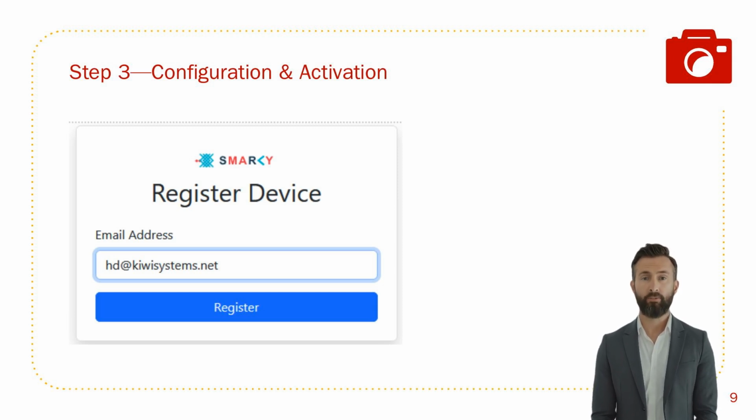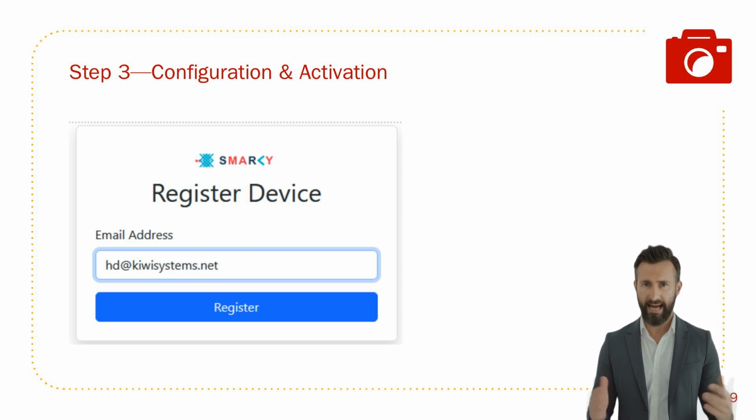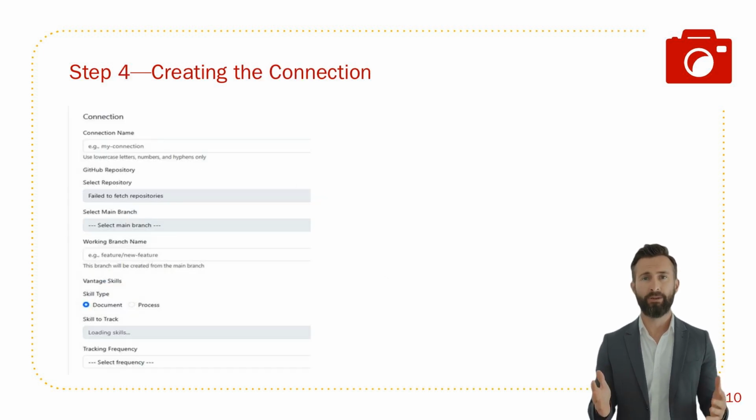On your first launch, you'll be prompted to register your device with your email address to activate your license, starting with an immediate 2-week trial. With activation complete, link your first skill.